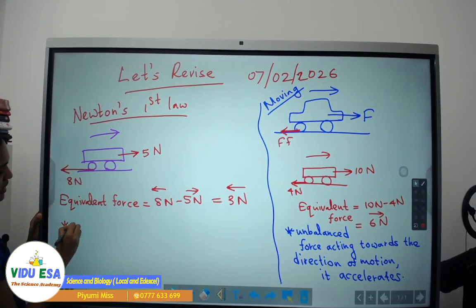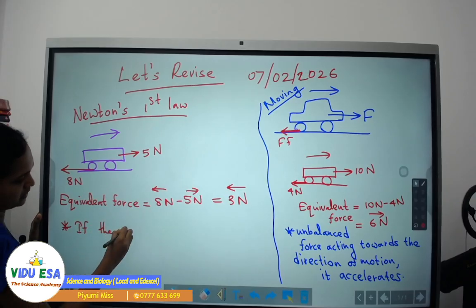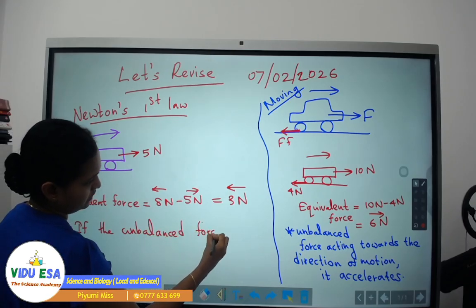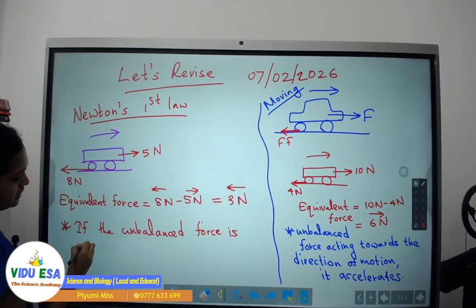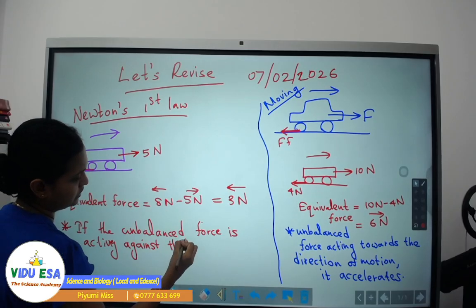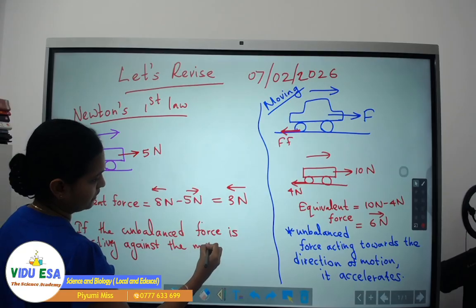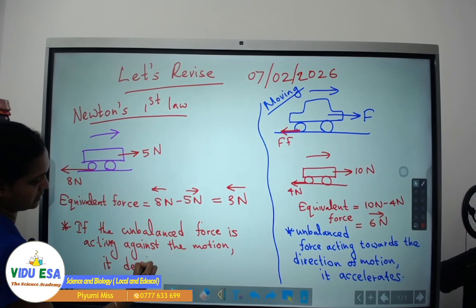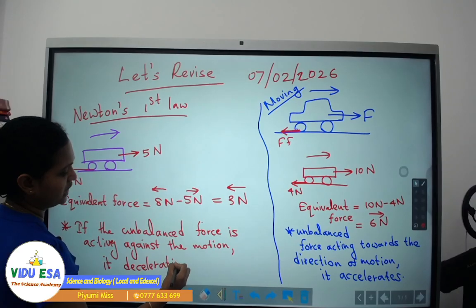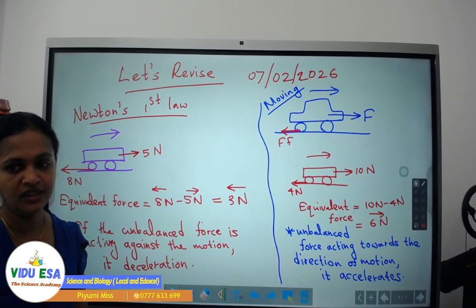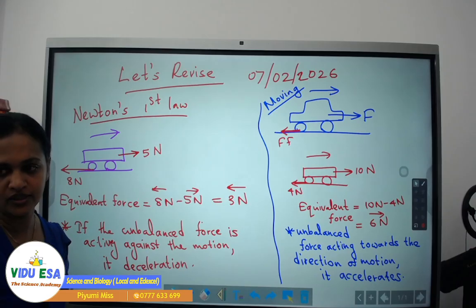So it is 3 Newtons towards the opposite direction of motion. So if the unbalanced force is acting against the motion, in the opposite direction of motion, it decelerates. There is the deceleration. If neither of these happens, if the equivalent force is 0, the object is at rest or it will be moving in a uniform velocity. That is what Newton's first law says.